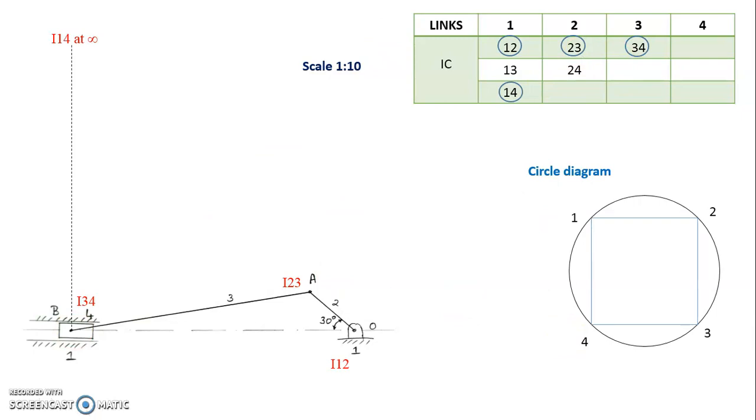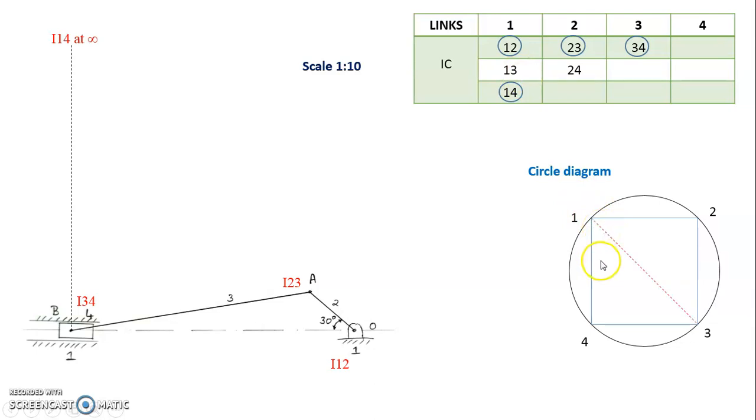Identify the 4 links 1, 2, 3, 4. Because 1, 2 is found, draw a line. Because 2, 3 is also known, draw a line. Because 3, 4 is also known, draw a line. And 1, 4 is also known, hence draw a line. So you get this sketch. Next, what we don't know is 1, 3. To find that, draw a line from 1 to 3 like this.